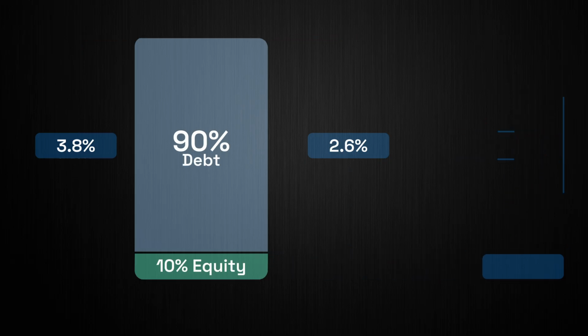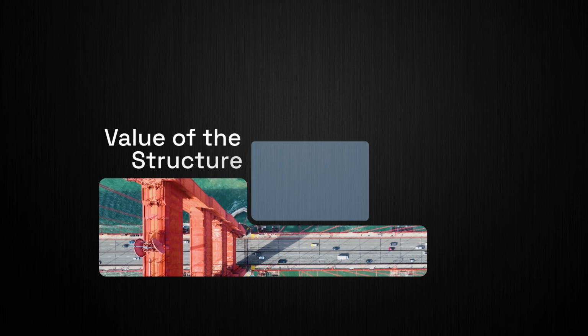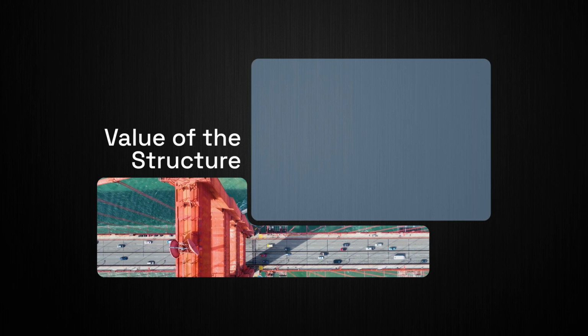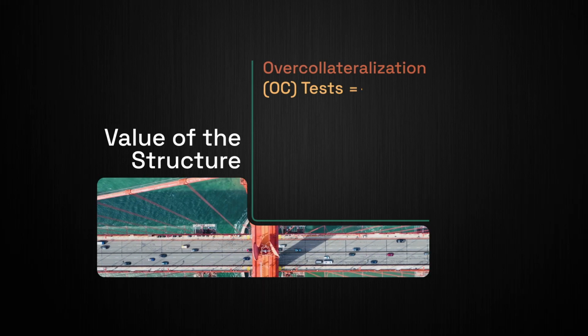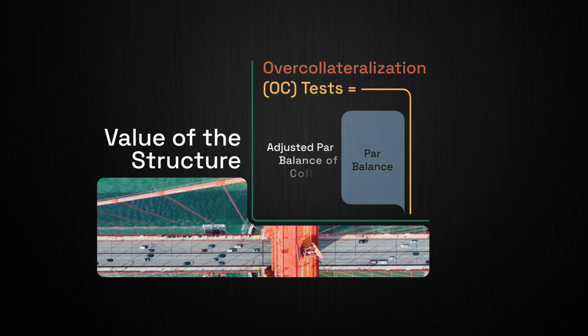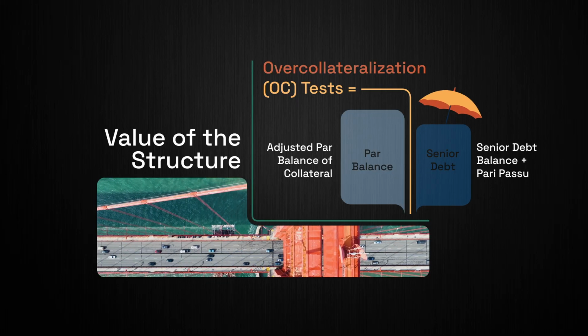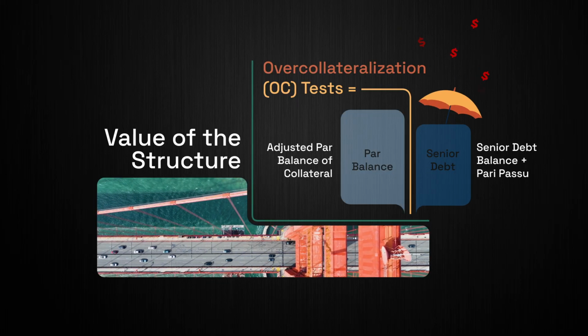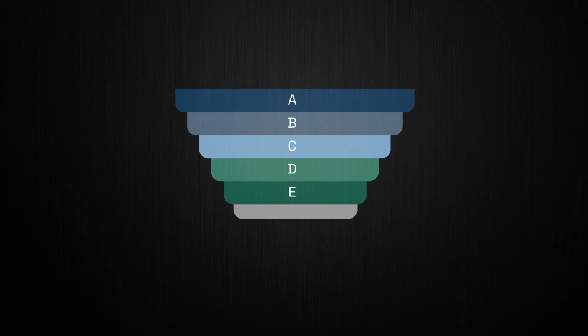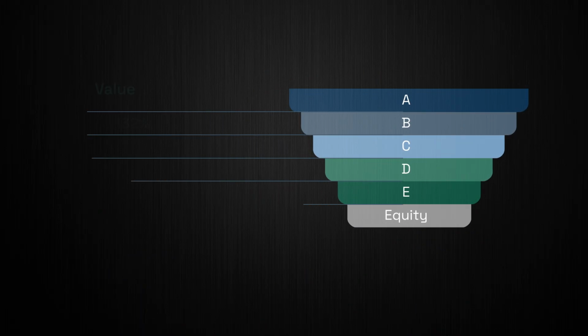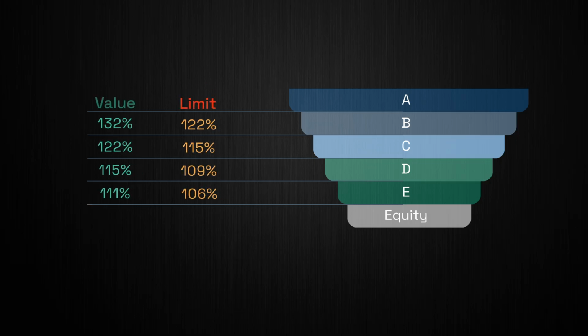Remember how different tranches have different risk-reward profiles? A key factor in determining this calculus is over-collateralization, or OC tests. These tests are a key component of the rules in place to protect senior tranches of a CLO from taking avoidable losses. Effectively, for the CLO to function normally, each tranche needs to maintain a specified level of over-collateralization.